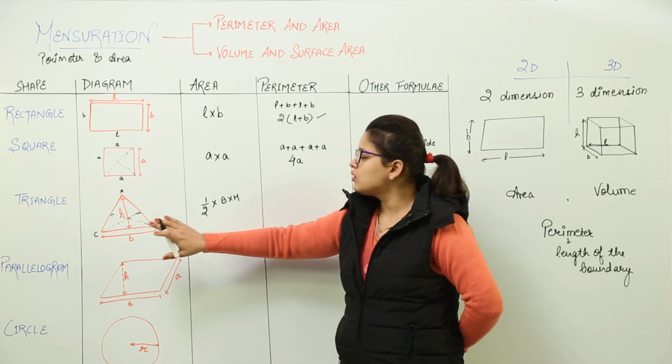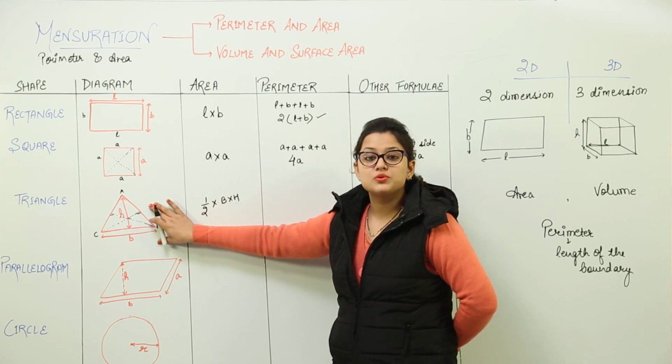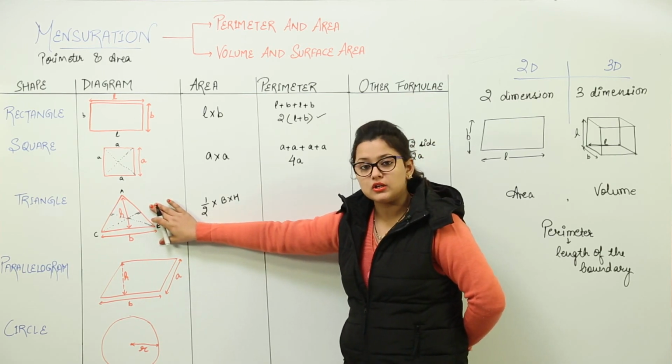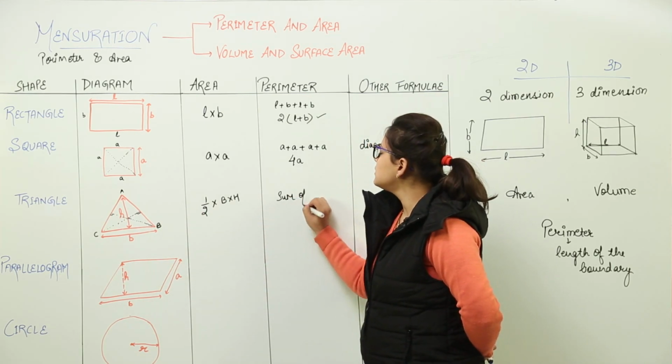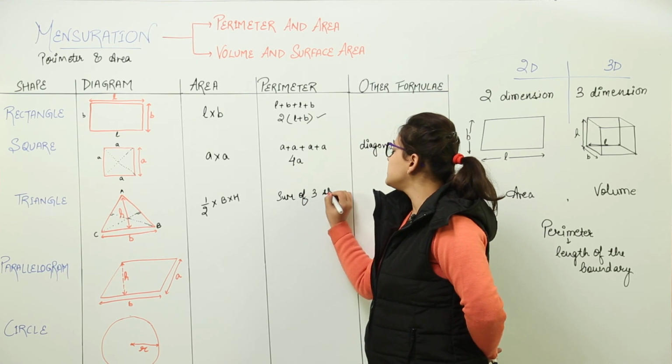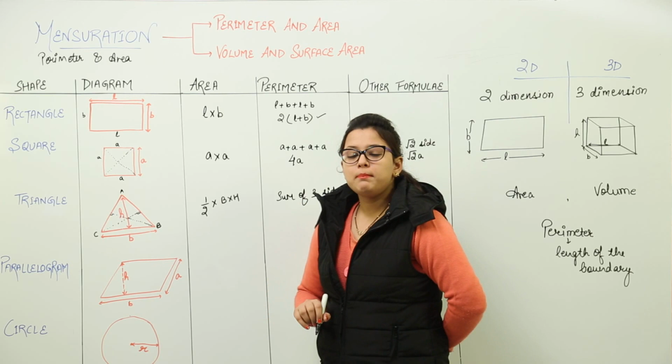See, there we are not sure whether it is going to be an equilateral triangle, isosceles triangle or a scalene triangle. So we can simply write the perimeter as the sum of the three sides, whatever be the measurement of the three sides. Understood? Next we will be doing parallelogram.